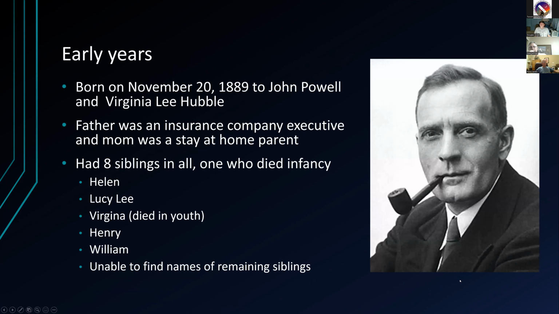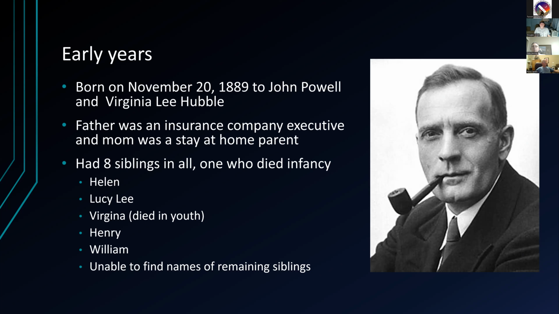There we go. So Edwin Hubble was born on November 20th in 1889 to John Powell and Virginia Lee Hubble. John Powell was an insurance manager or executive, and his mom was a stay-at-home mom, which is more or less typical of women during this time period. He had 8 siblings in all. I think it was evenly split between 4 brothers and 4 sisters. One of his siblings, Virginia, noted here, died in infancy.